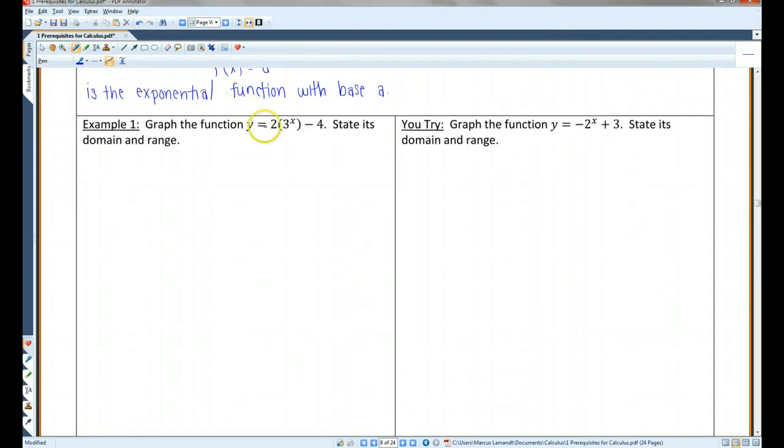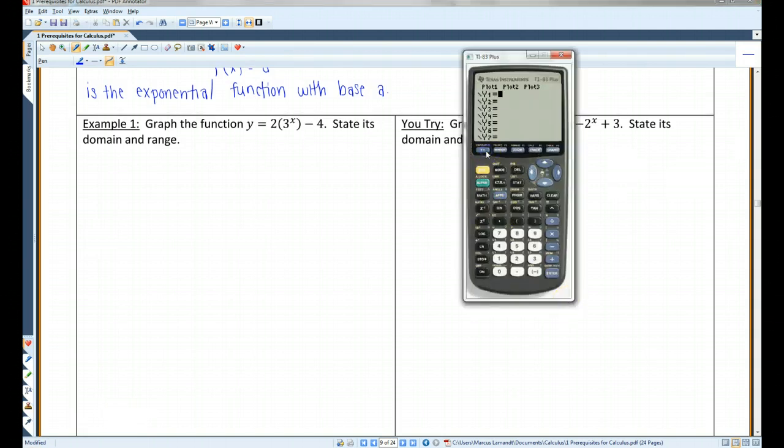Graph the function y equals 2 times 3 to the x power minus 4. State its domain and range. Alright, before we do anything, let's pull out the calculator. Let's take a look at what 3 to the x power looks like. Alright, looks something like that. Now, when you subtract 4, you know it's going to go down 4. And when you multiply by 2, you know it's going to stretch.